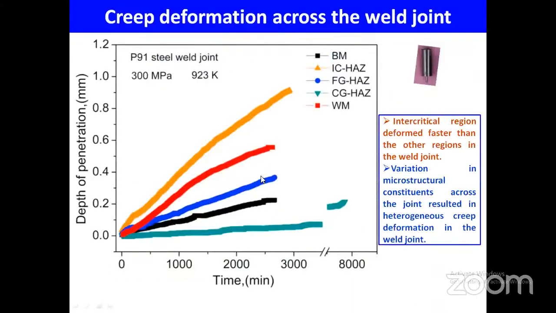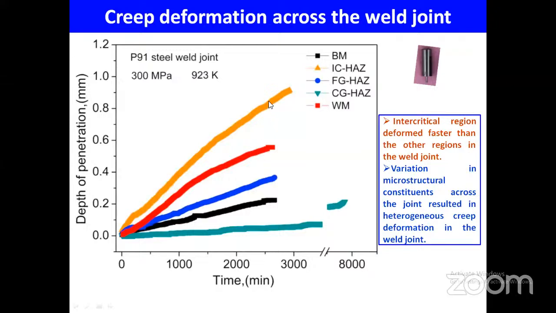Coming to the deformation, it's a localized creep deformation study, which is called impression creep. In each of the weld metal, coarse grain, fine grain, intercritical region, and base metal, we observe locally how the deformation occurs with time at a given constant load and given temperature. It is very significant to note that the intercritical region deforms faster than the other regions at a given time. So this also confirms that the intercritical region is a softer region.